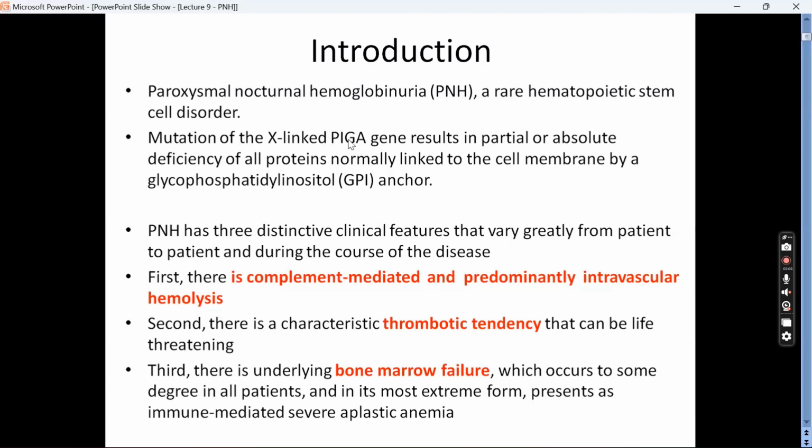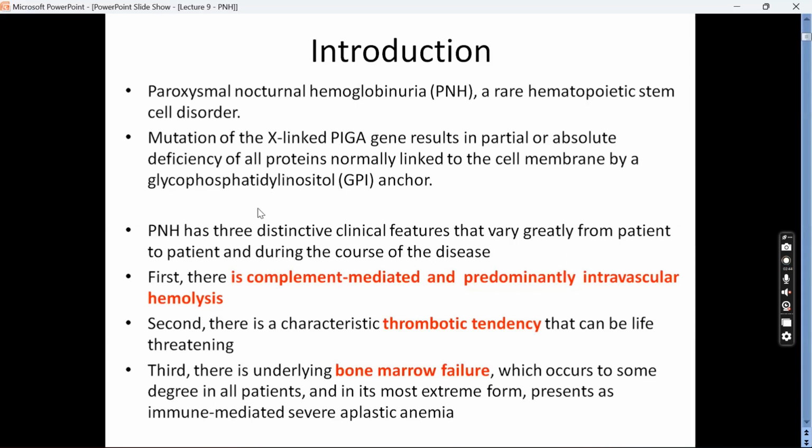When there is a mutation in this PIGA gene, this leads to complete or partial loss of the GPI anchor. So when there is loss of the GPI anchor, obviously the proteins which are linked to it will not be present. That leads to certain cell surface protein deficiency. These proteins have a protective function for the cell, and when they are not there, it may lead to cell damage or even cell death. So that is the basic pathophysiology of PNH.